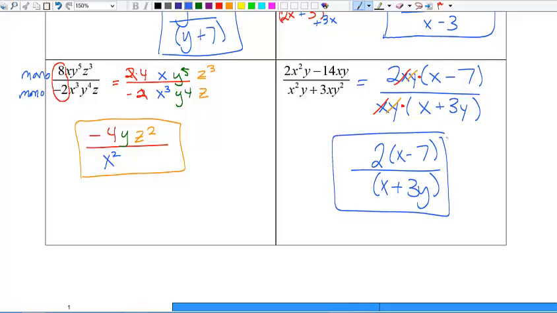Now, some students are going to ask me at this point, do I have to distribute the 2 that make 2x minus 14 in the numerator over x plus 3y? You could, and that's totally acceptable answer. I just spent several minutes of my life factoring, so it kind of breaks my heart to distribute at this point. It's not wrong, it's an okay answer, but I would probably prefer to leave it in the factored form. And that's just one less step to make an error on.